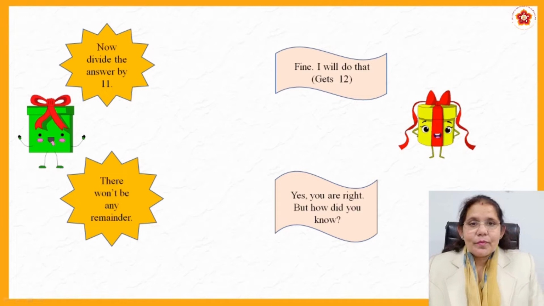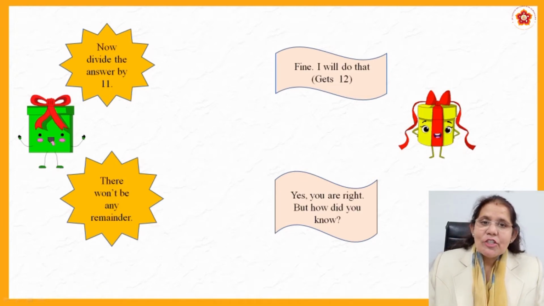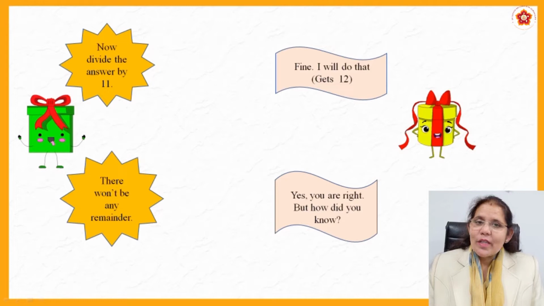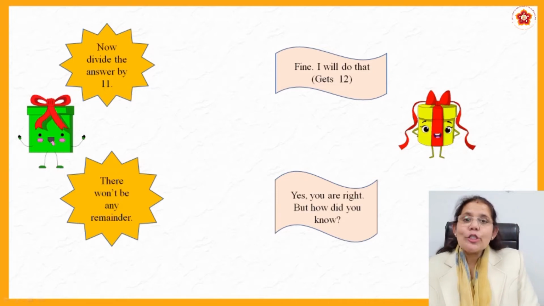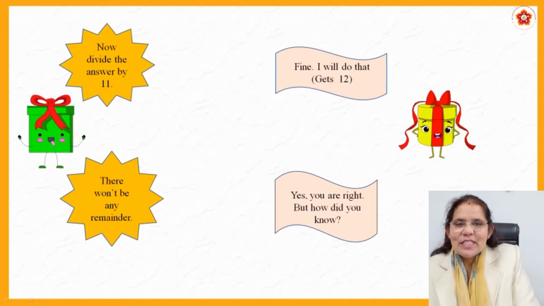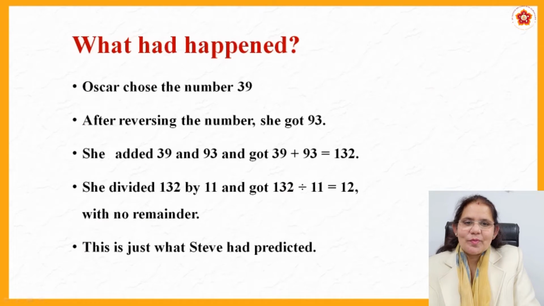Fine. Steve had given this instruction and Oscar obeyed it. She divided 132 by 11 and got 12 as quotient with 0 remainder. She was quite surprised. She said, yes, you are right, but how did you know? So Steve said, that is a secret, but still I'll share it with you.